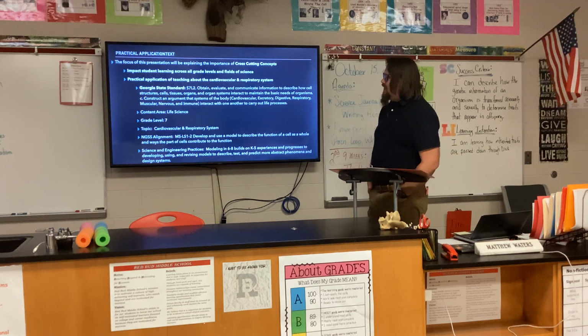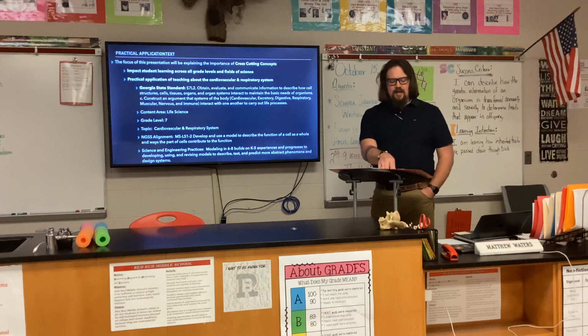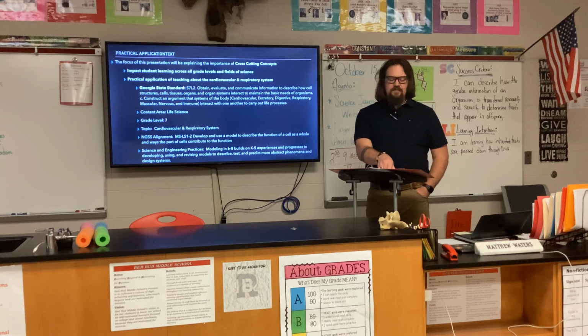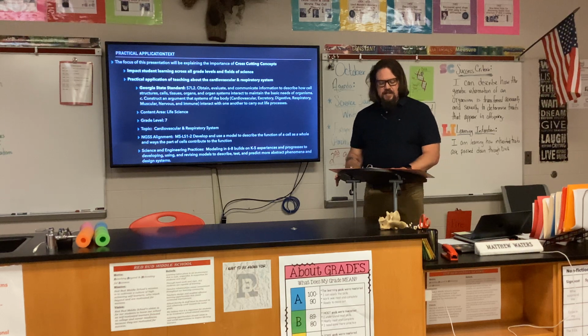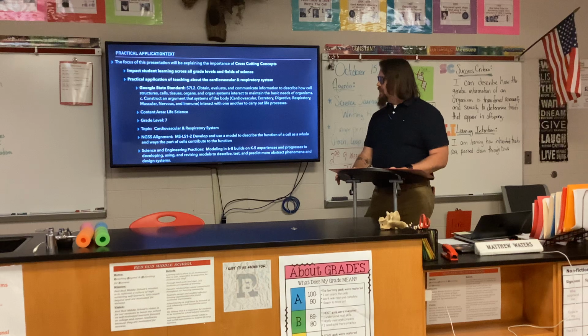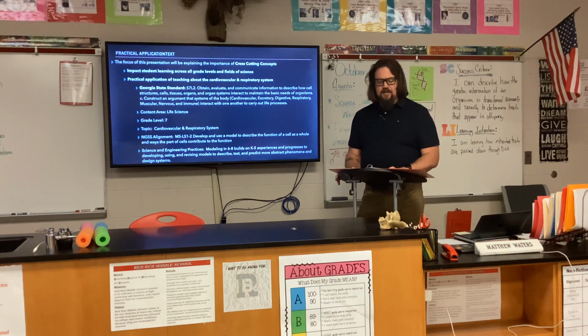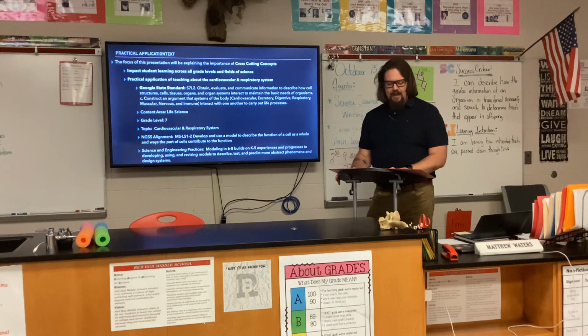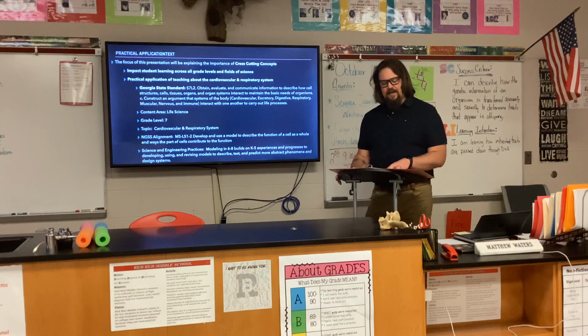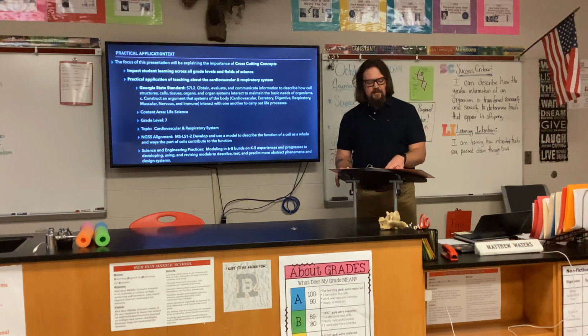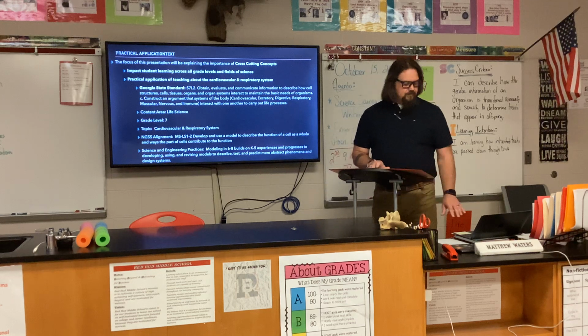The NGSS alignment is MS-LS1-2, which states to develop and use a model to describe the function of a cell as a whole and ways the parts of a cell contribute to the function. Additionally, we can better teach this lesson by connecting it to the science and engineering practices, which state modeling in 6 through 8 builds on K through 5 experiences and progresses to developing, using, and revising models to describe, test, and predict more abstract phenomena and design systems.